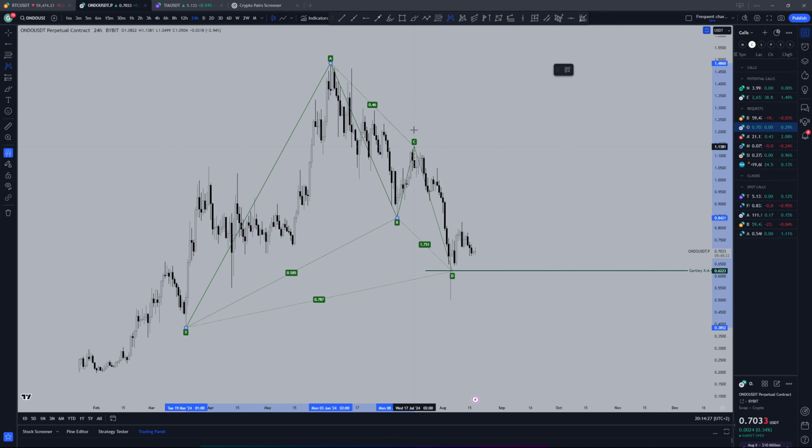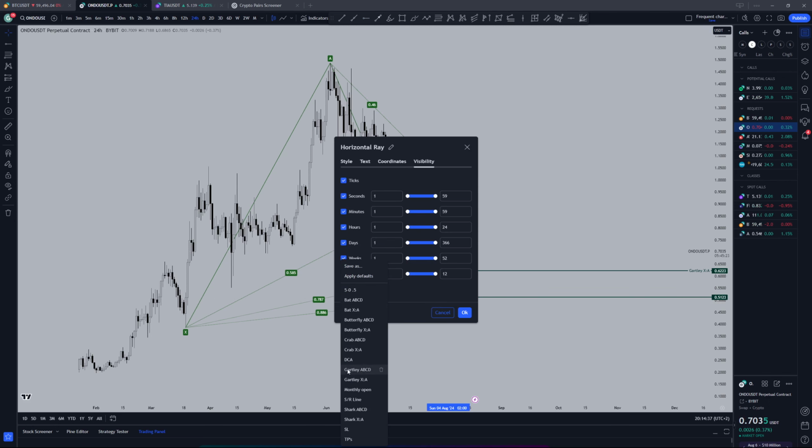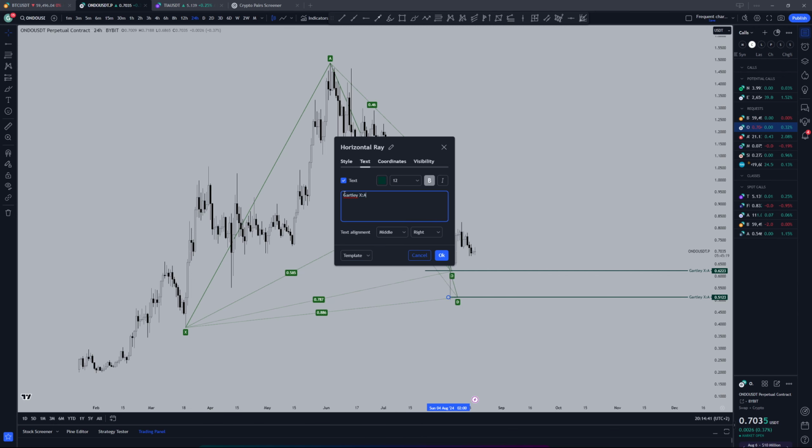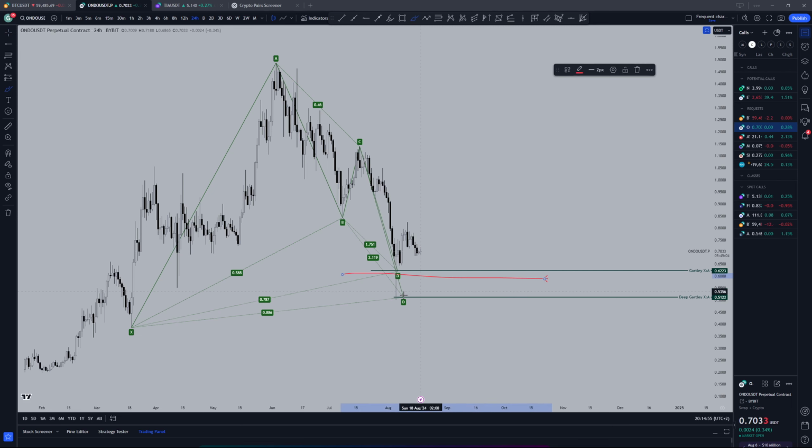And I'll draw the deep Gartley as well right over there. Bounce nearly exactly off of that. Actually, I should make that a template as well. Deep Gartley X2A. Okay, so these are immediately levels of interest, right?